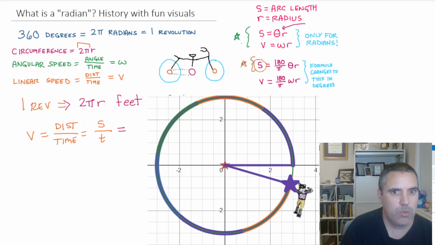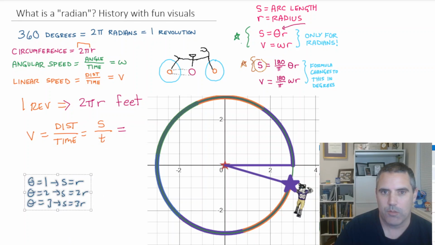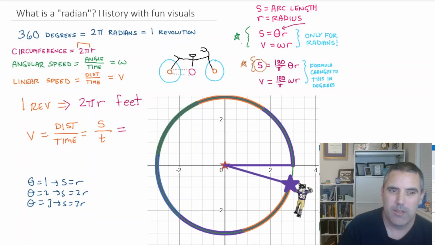So when theta is 1, we want S to be R. When theta is 2, we want S to be 2R. That's that radian wedge I'm talking about. We want S to be 3R. And so on and so forth. I was writing this and realized you can't see it. Let me move it over. So when theta is 1, we want S to be R. When theta is 2, we want S to be 2R, and so on.